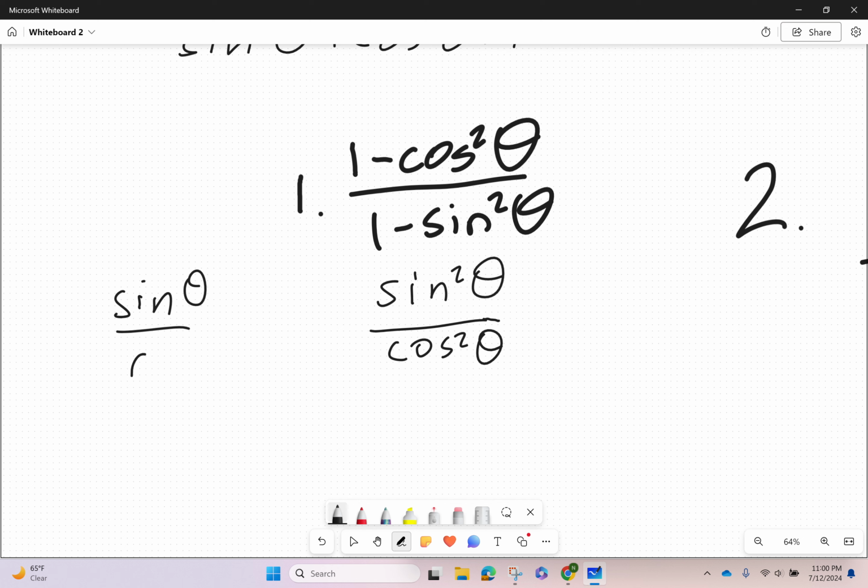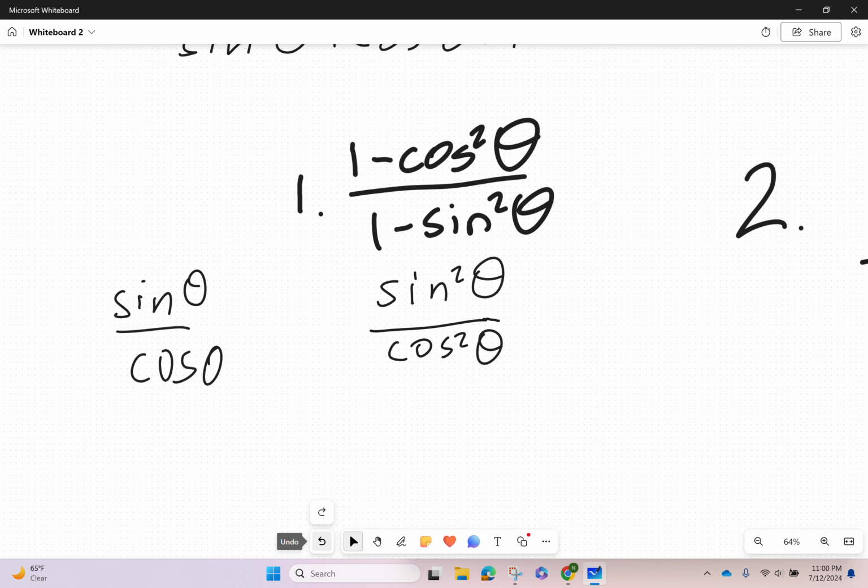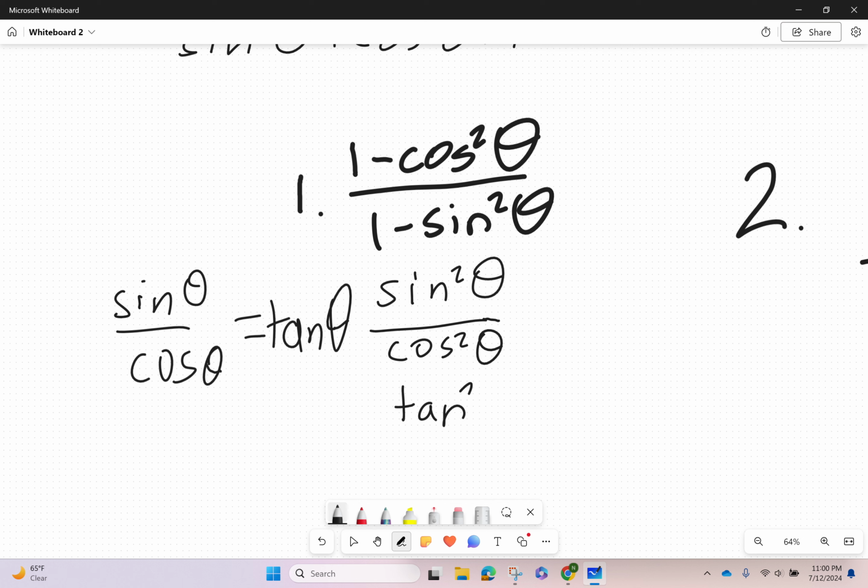because sine theta over cosine theta is actually equal to tangent theta. Now, the only difference in our equation is that we have sine squared and cosine squared. That doesn't really matter. It just means we have tangent squared theta. So, because sine over cosine is tangent, we can rewrite our equation of sine squared theta over cosine squared theta into tangent squared theta. And that is the most simplified version of question 1.